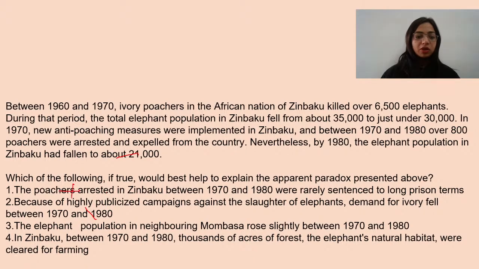So this is something we cannot comment on. 1 is not the right answer. If we talk about 2, we cannot say anything about demand of ivory, because demand of ivory could be getting fulfilled from other regions. Now comes 3. Elephant population in neighboring Mombasa rose slightly between 1970 and 80.